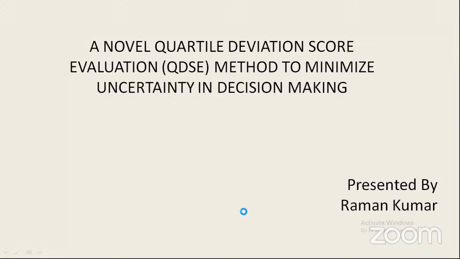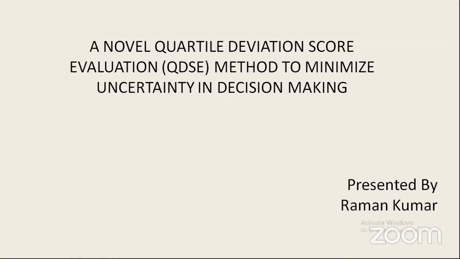I'm giving a presentation on my paper submitted to the ICCTAM 2020 conference. The paper title is a novel quartile deviation score-based method to minimize uncertainty in the decision-making process. As we all know, we have to take decisions in our daily life, and similarly, industry people also have to take decisions daily. And literature supports that there are many decision-making methods available to take the best decision, evaluating the alternatives based on the criteria or attributes.